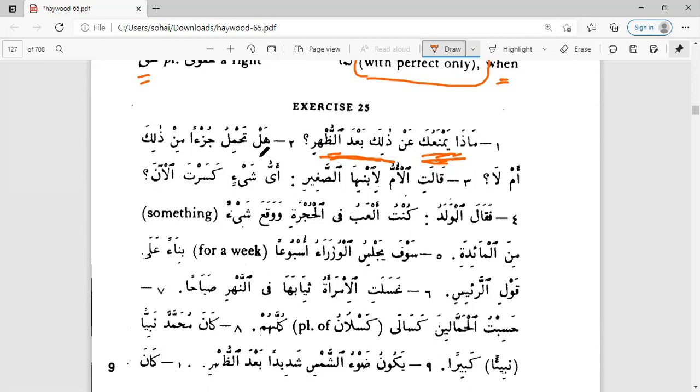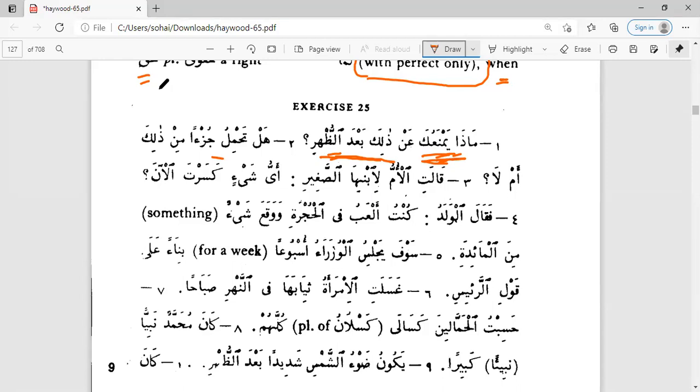Okay, so the second one is هل تحمل جزءا. So تحمل means... Nilofer, you want to translate this quickly for us? هل تحمل جزءا من ذلك أم لا? هل, do you, حمل load, hamla means to carry. Do you carry, جزءا a part, من from, do you carry a part from ذلك that, لا not, or not. So how do you translate the full sentence?